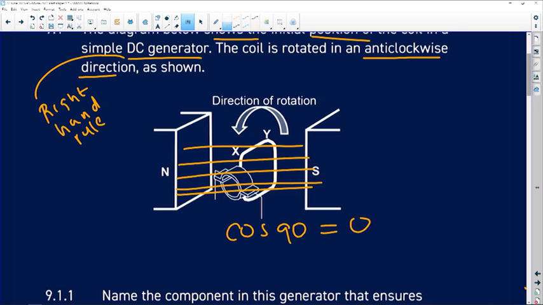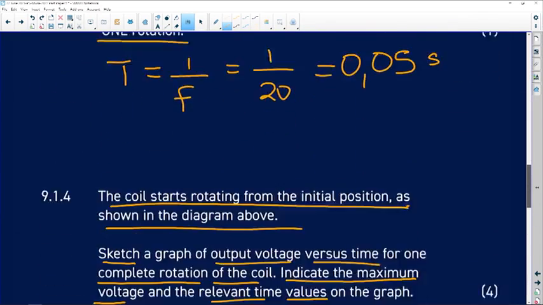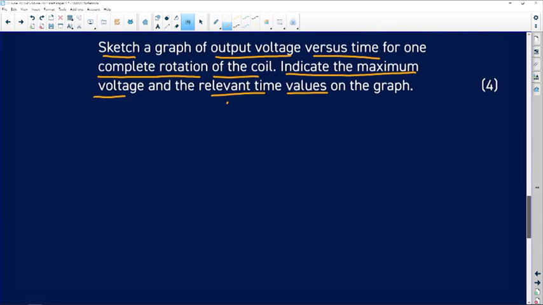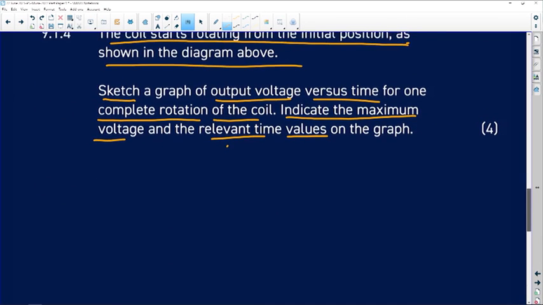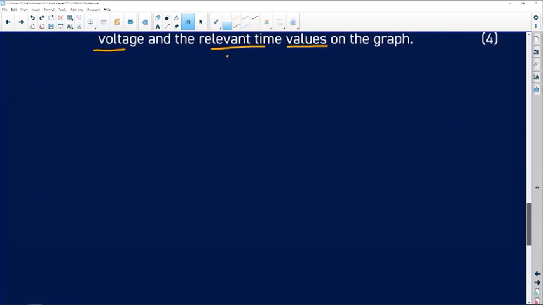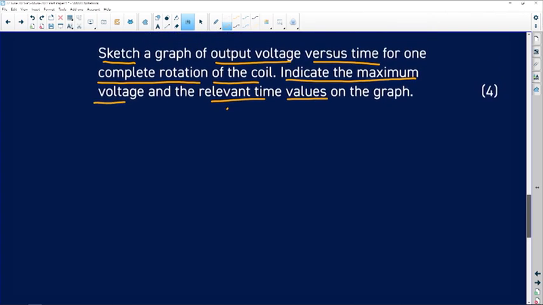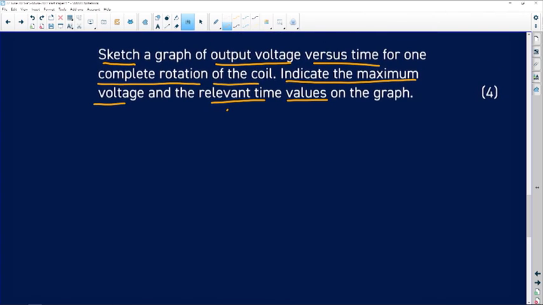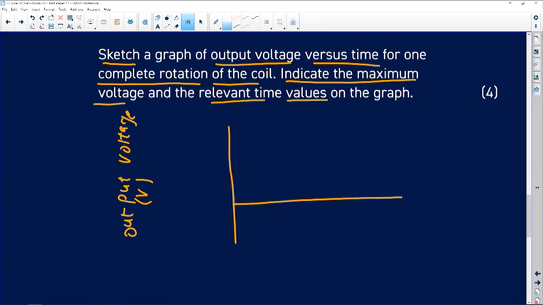So when I go to my graph, I must start at 0. If it were perfectly parallel, one could start at the maximum, but in our case it is perpendicular, so we need to start at 0. Our graph will be of this nature. Let me redraw it: we start from 0, go up to here, and then move again to this side.